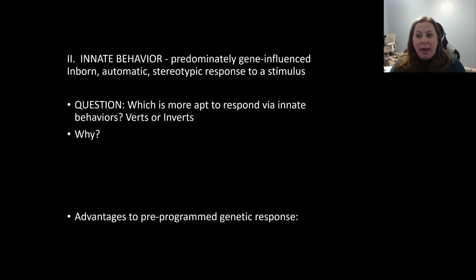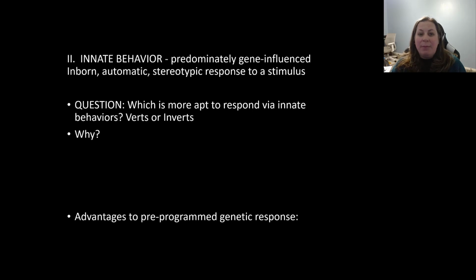So the first type of behavior that we want to look at are the innate behaviors. Innate behaviors are predominantly the gene-influenced ones. They're the ones you're born with. They're automatic. You don't really have to think about them at all. And they are the stereotypical responses to a stimuli. Now, if we're looking at these as being the ones you're born with, you don't need a lot of learning. You don't need to have a complex nervous system or endocrine system for these.